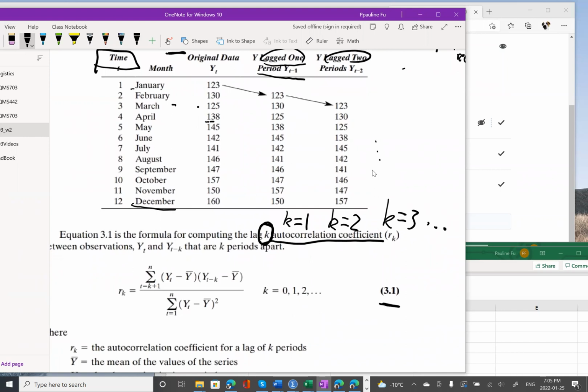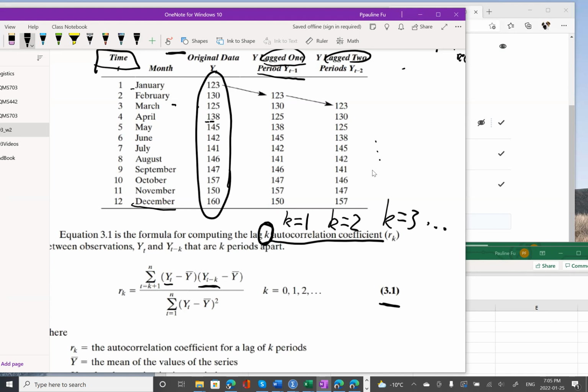This formula uses Y bar. Y bar is the average of the original data. And then this number, Yt, is the original data. Y bar is the average of all the original data. And here you have t minus k. Yt minus k means lag k.